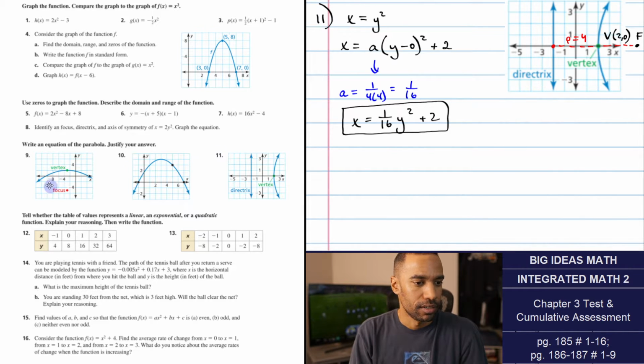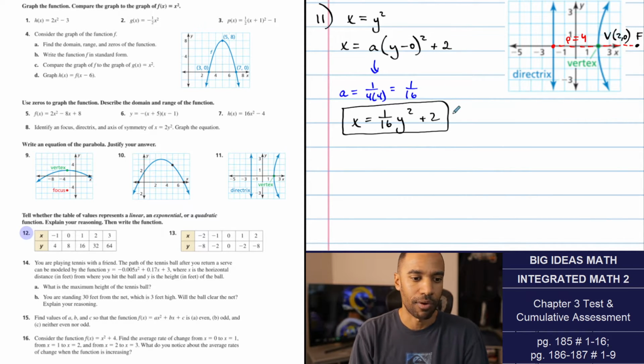Okay, number 12. How far does this go? Just to 16. Number 12. Tell whether the table of values represents a linear, exponential, or quadratic function. Explain your reasoning, then write the function.